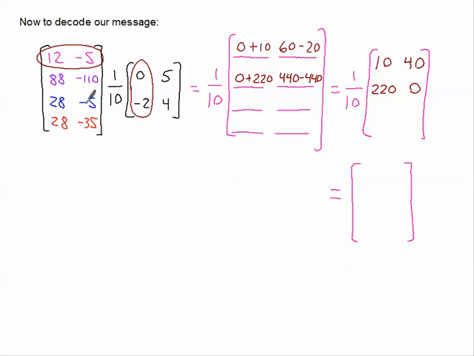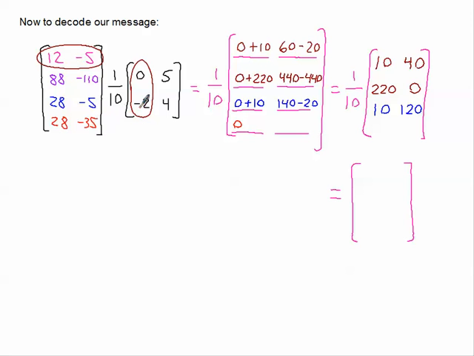I'm moving on to the third row. 28 times 0 is 0. Negative 5 times negative 2 is 10. 28 times 5, again, I see 20 times 5 is 100, and 8 times 5 is 40, so 140. Negative 5 times 4 is negative 20. That subtracts to 120.